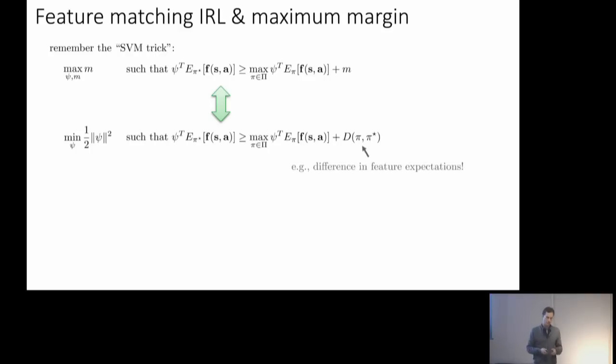So what we might do is define the difference in terms of those feature expectations. Say a policy pi needs a bigger margin against pi star if it has very different feature expectations. That's one reasonable way to formulate this margin.